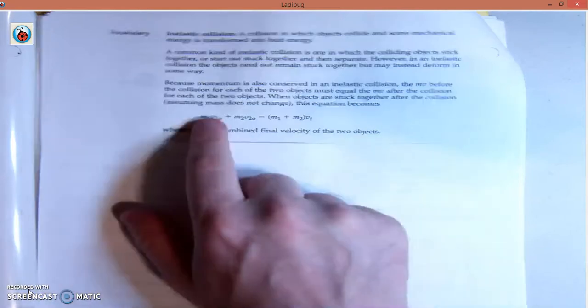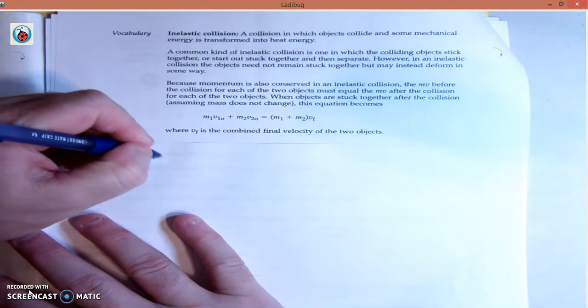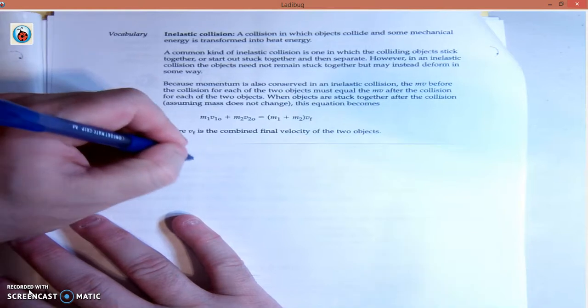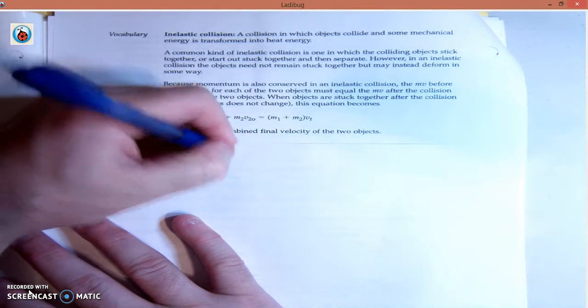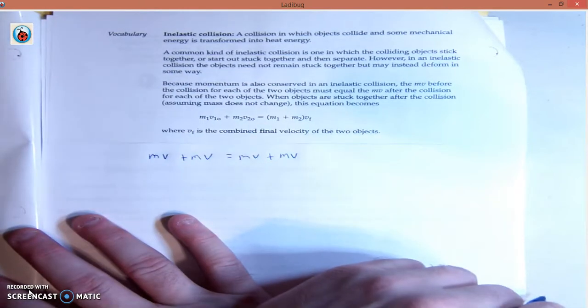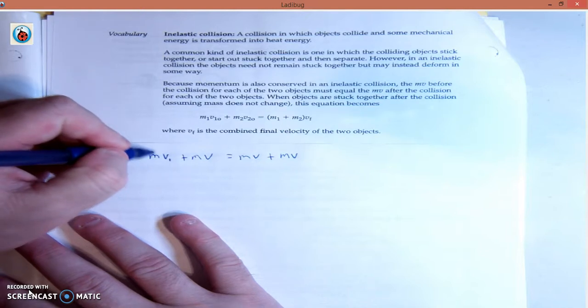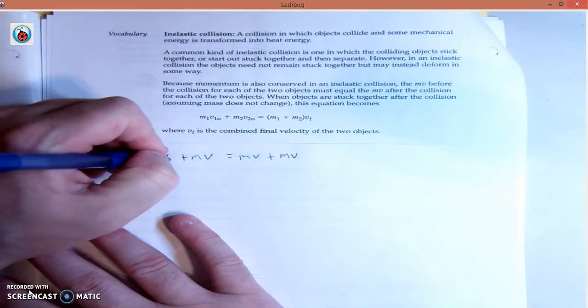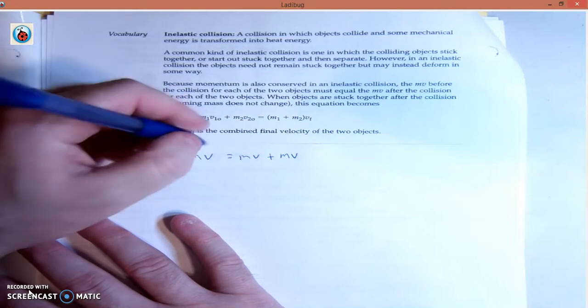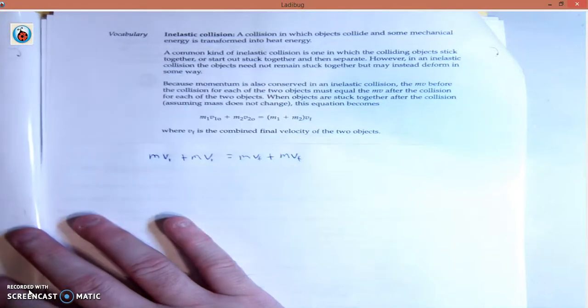So let's talk about this equation that we've been working with, and the different ways it can look before we get rolling. First off, this is the original way it looks: mass times velocity plus mass times velocity. So when we're dealing with two objects, the momentum is the momentum of one object, mass times initial velocity, plus mass times initial velocity, which should equal mass times final velocity plus mass times final velocity, right?